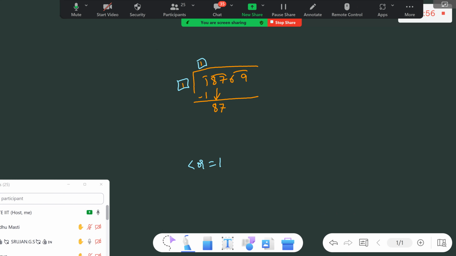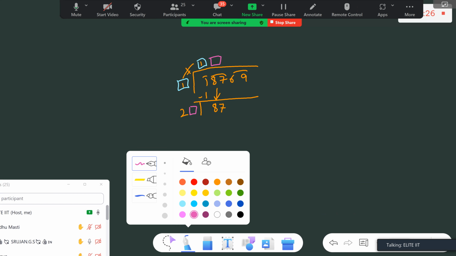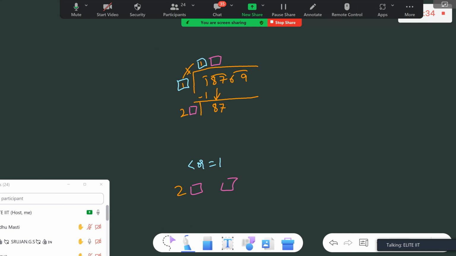Now we'll bring down this next whole pair, 87. Now we'll see what will be our divisor. First we'll write 1 plus 1, 2. Next we'll again find such a digit, which we'll also write here, such that 2 of that digit means 20 something, and 20 something into that digit should be less than or equal to your new dividend 87. So what is such a digit? Tell me. Find it.